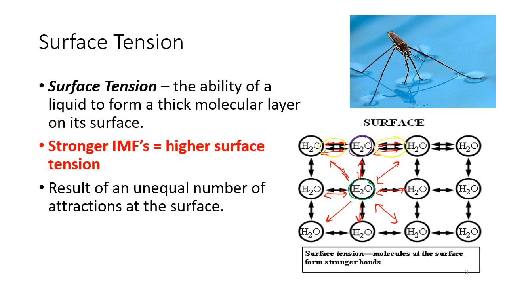The trend between surface tension and intermolecular forces is, as intermolecular forces between the molecules get stronger, the surface tension of the liquid will increase as well. So stronger intermolecular forces equal a higher surface tension. Those two are directly related to one another.